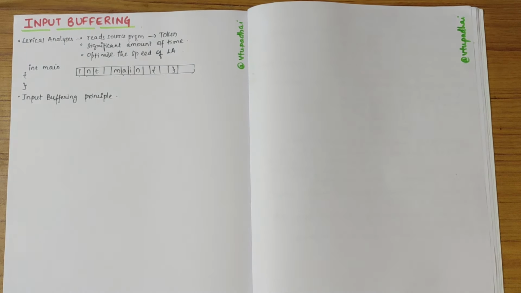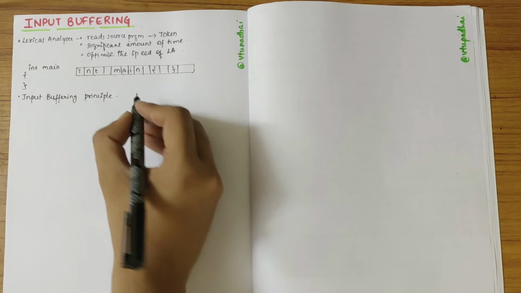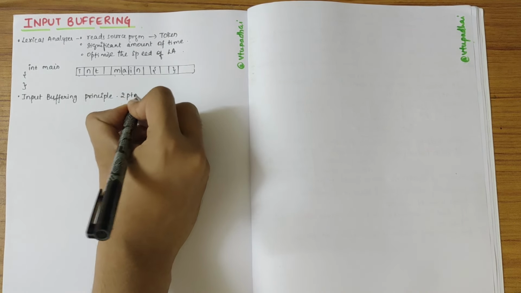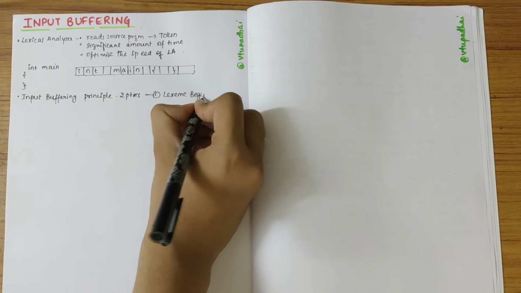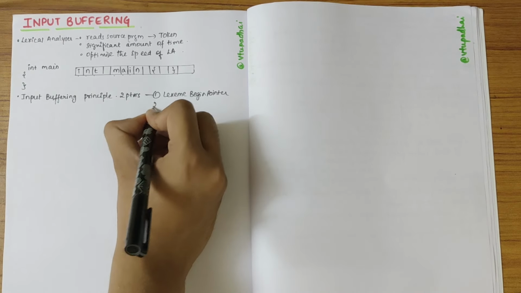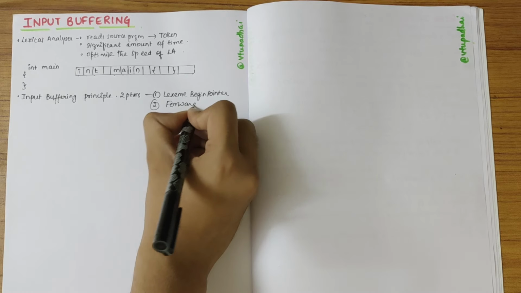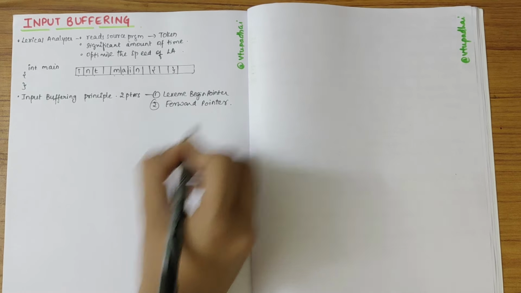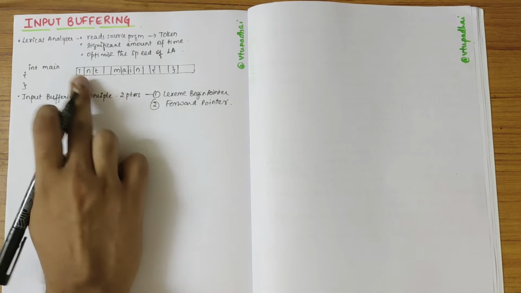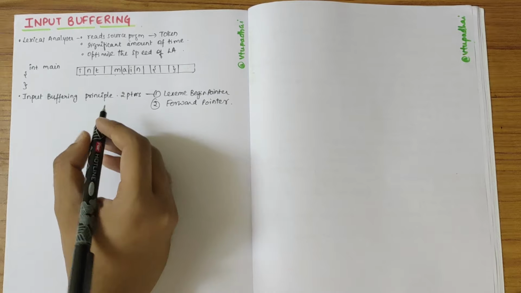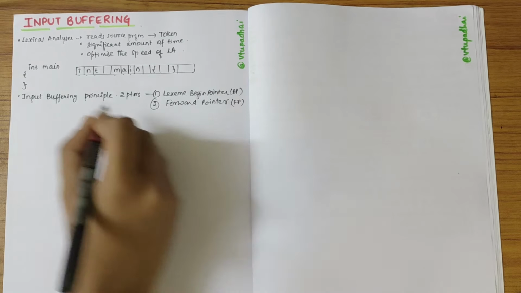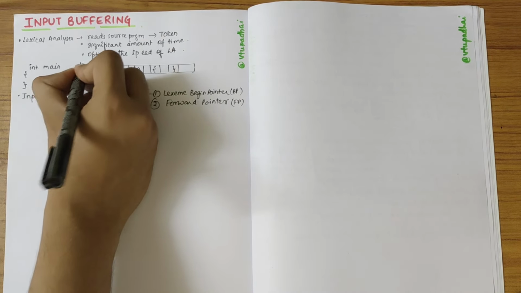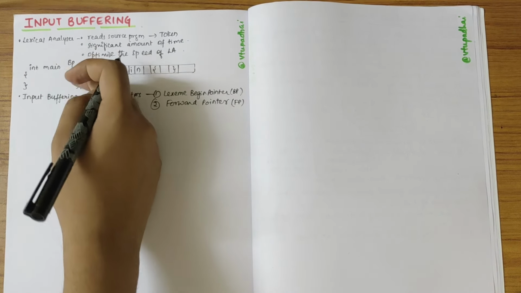It states that we should make use of two pointers to read. One pointer is the lexeme begin pointer, and the other pointer is the forward pointer. I'll explain how it works. Considering this example, the begin pointer I'll represent as BP and the forward pointer as FP. Both would be at the starting.